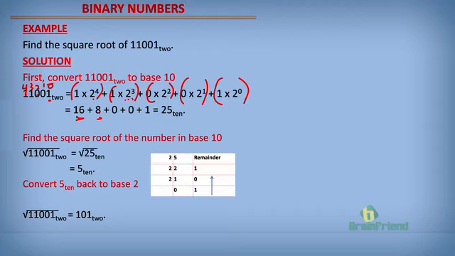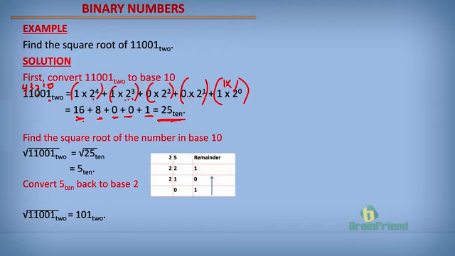2 times 2 times 2 is 8, and 8 times 1 is 8. Here, 2 times 2 is 4, but 4 times 0 is 0. Here, 2 times 0 is 0. And here, 2 raised to the power 0 is 1, so 1 times 1 is equal to 1. So we add up: 16 plus 8 plus 1 is 25. So 11001₂ is equal to 25₁₀.